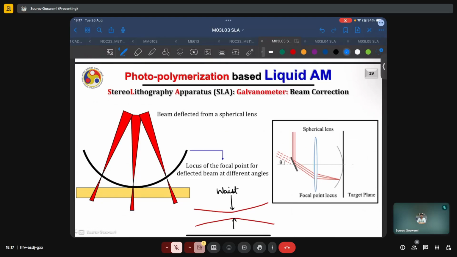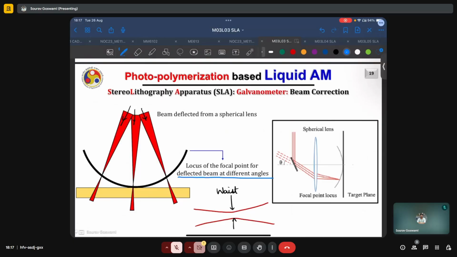And the distance from some reference to this waist is taken as the focal distance. Now, when this ray of light is projected, or scanned in 3D space, and we trace the loci of the waist points or the focal points, it will form a sphere in 3 dimensions. It's also stated here that the locus of the focus point for a deflected beam at different angles in 3D space will be a sphere.